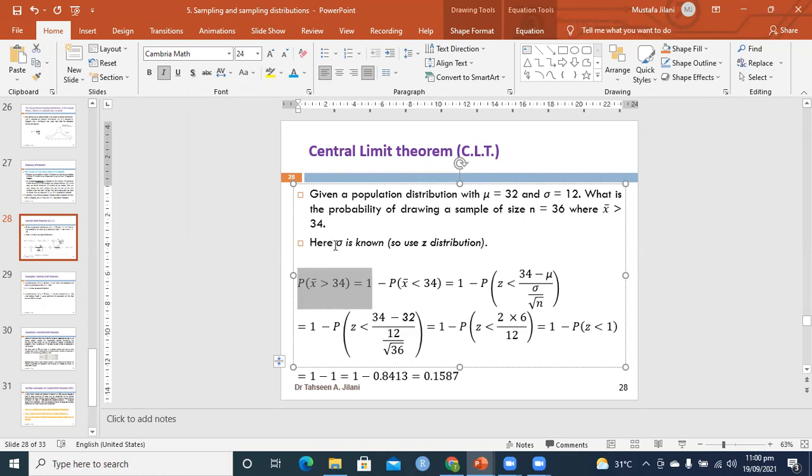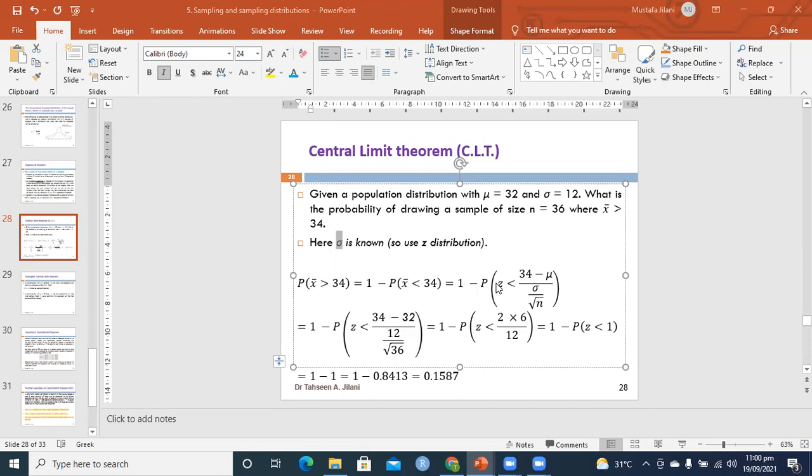And here I wrote that we know the population standard deviation. If you know the population standard deviation, you can use the Z distribution, the standard normal distribution, without caring about the sample size. So probability x bar greater than 34. If you have attended the last lecture, you know that we have to calculate 1 minus the probability of x bar less than 34. Then we transform it into Z, 1 minus probability of Z.